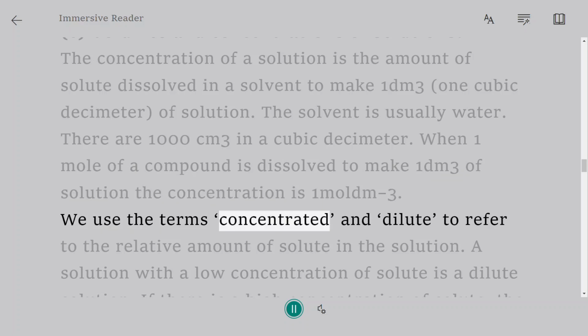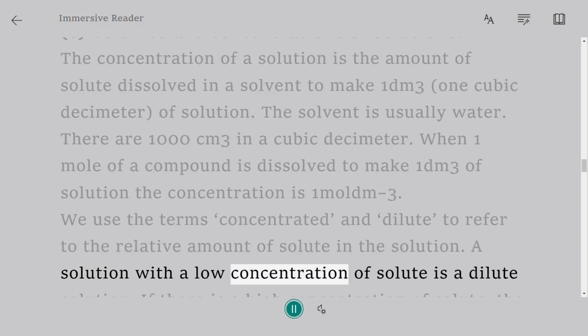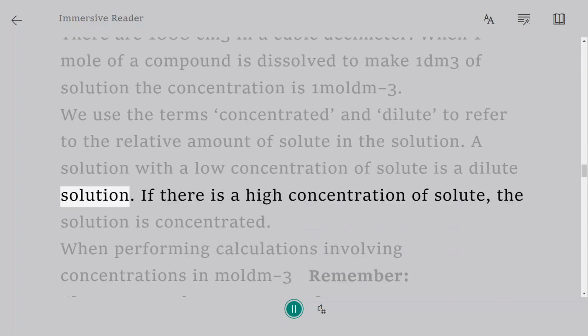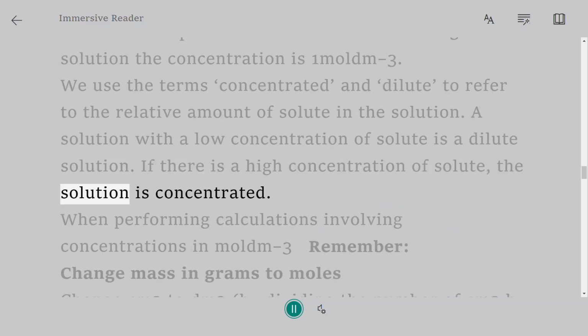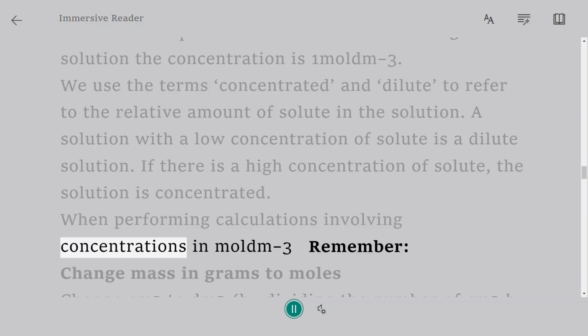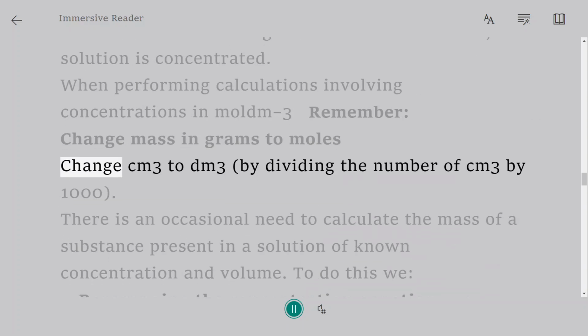We use the terms concentrated and dilute to refer to the relative amount of solute in the solution. A solution with a low concentration of solute is a dilute solution. If there is a high concentration of solute, the solution is concentrated. When performing calculations involving concentrations in mol per dm3, remember: change mass in grams to moles. Change cm3 to dm3 by dividing the number of cm3 by 1000.